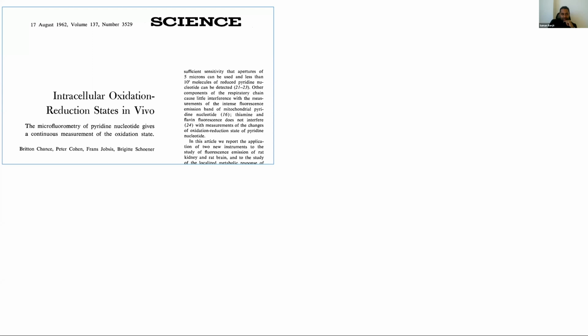Right. So going back, the first paper that sort of started the field is a Science paper that came out in 1962 from Britton Chance, who was in charge of, I think, the Metabolic Imaging Lab at the University of Pennsylvania. And the first paper was called Intracellular Oxidation and Reduction in Vivo.